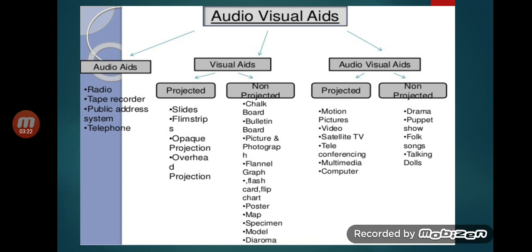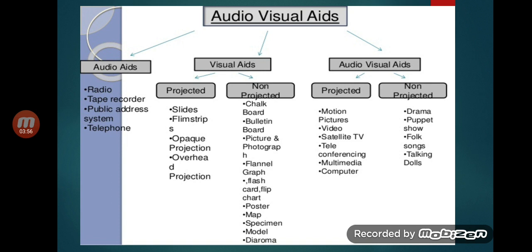And then let us see the types of AV aids. There are three main types. The first is audio aids, then visual aids, and last, audiovisual aids. Audio aids are the aids which have only audio, only sound. Those under audio aids are radio, tape recorder, public address system, and telephone.